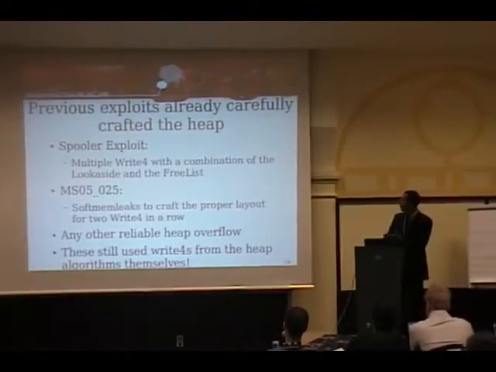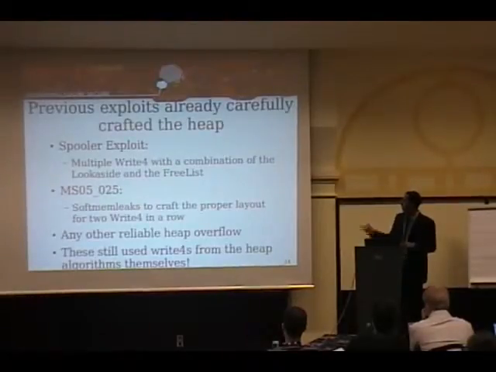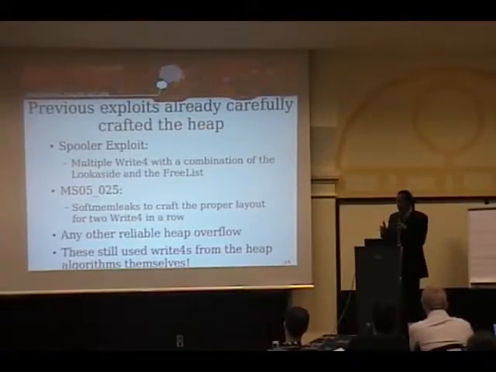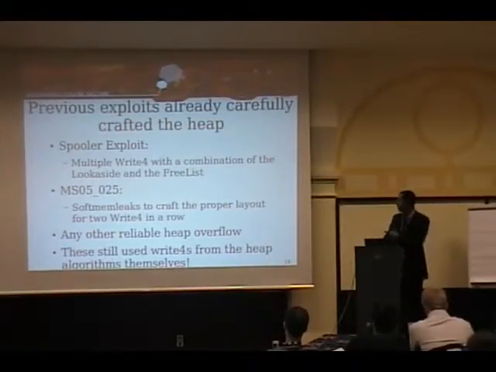And here are some examples. We use the spooler exploit against 2000, and you do multiple write fours to write a shellcode into memory, and then you jump to that shellcode after corrupting a pointer. It's quite a good one. We sort of define a term, a soft mem leak and a hard mem leak, and I'll go into what those are later and how we use them. And of course, all the old ones you'll see in Canvas today use write fours from the heap algorithms themselves.